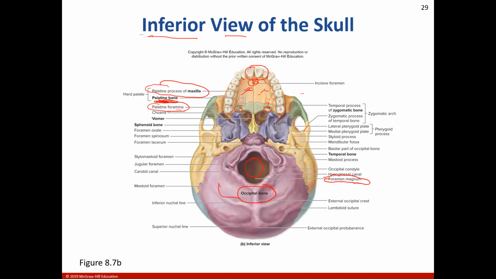Here's the vomer. This is a tough position to see it. This is the bottom of the skull, right? We're not looking up into the skull. We're looking at the bottom of the skull. So we have some foramen. Let's talk about the foramen here. We'll start now. And I think this is where you start, right down in the foramen magnum.